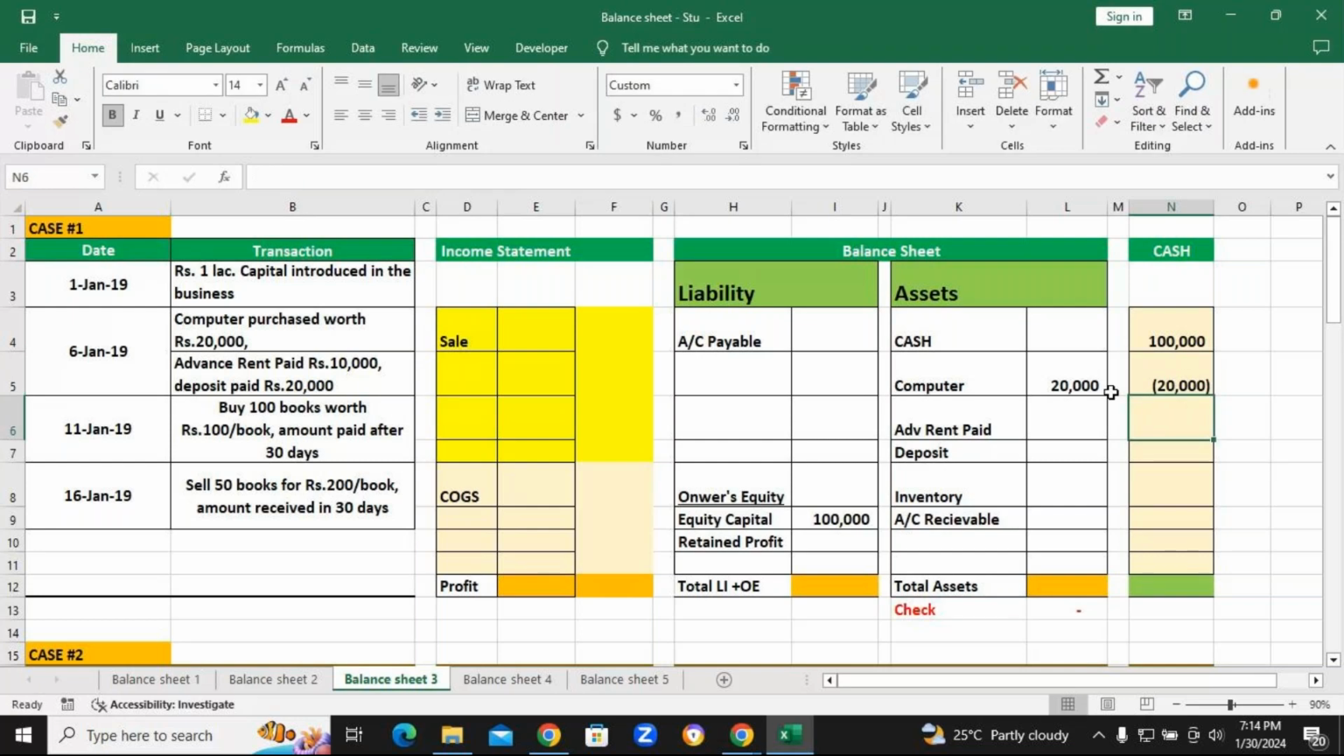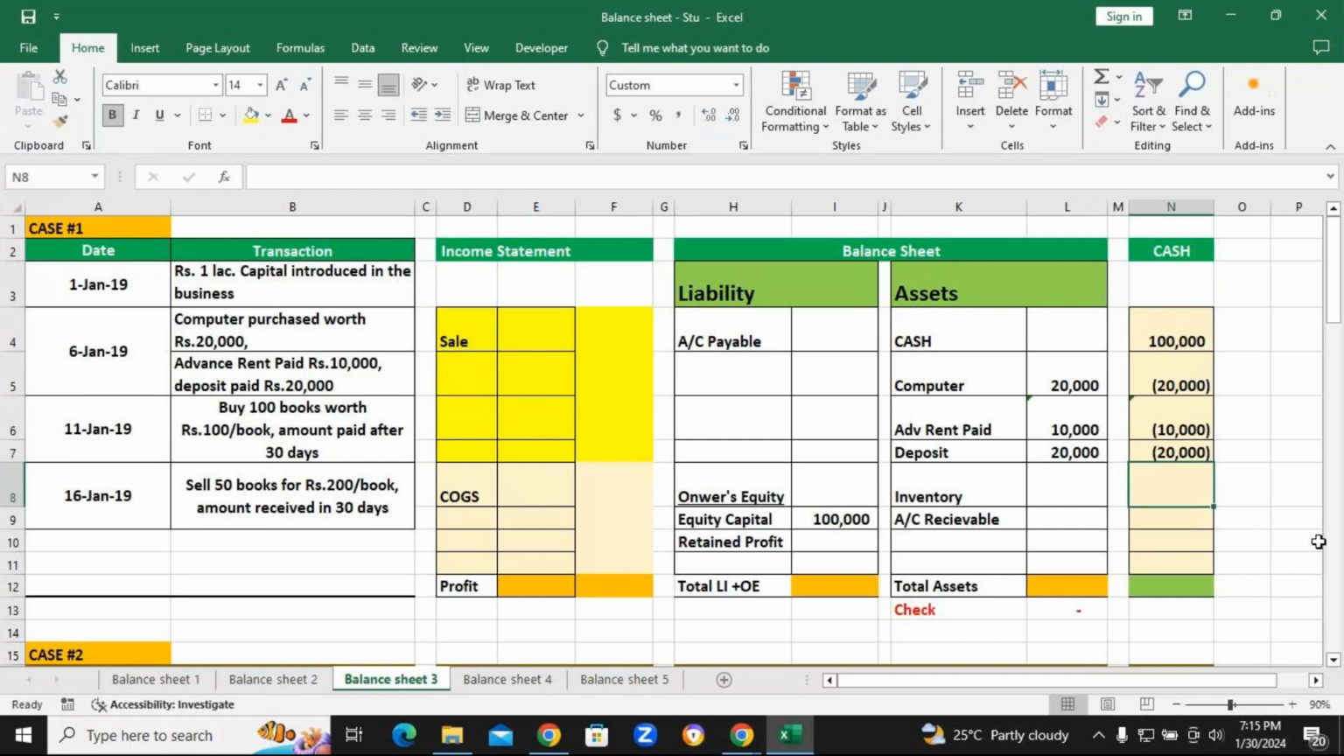Then advance rent paid, rupees 10,000. I am paying advance rent, so equals 10,000. Here in the cash I need to show that I am paying the rent, so that is minus 10,000. Then the deposit. I am making the deposit for my place, so that is equals 20,000. Here I am paying the deposit, so that also should be shown as a negative value, minus 20,000.